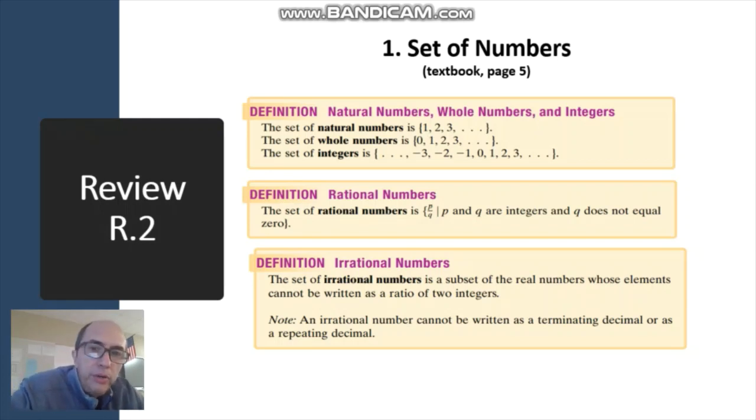And the next one, irrational numbers, is a subset. All these numbers together make up the set of real numbers. And irrational numbers are a part of the real numbers that cannot be written as a ratio, cannot be written as a numerator over a denominator. And we will understand it a little bit later.